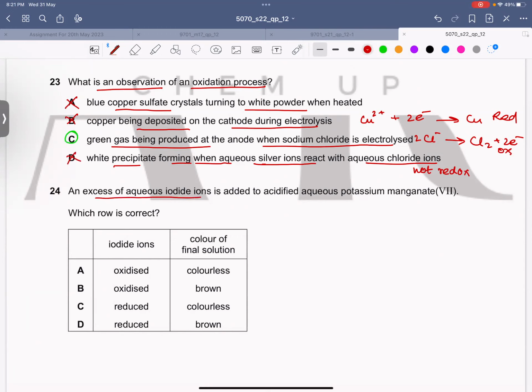An excess of aqueous iodide ions is added to acidified potassium manganate(VII). Which is correct? If you recall, iodide is a reducing agent, so it undergoes oxidation. So C and D go wrong. And potassium manganate(VII) is an oxidizing agent, so obviously its color changes from purple to colorless. So the final color of the solution would be colorless, and A is your correct answer in this case. Is this clear to everyone? Yes, sir.